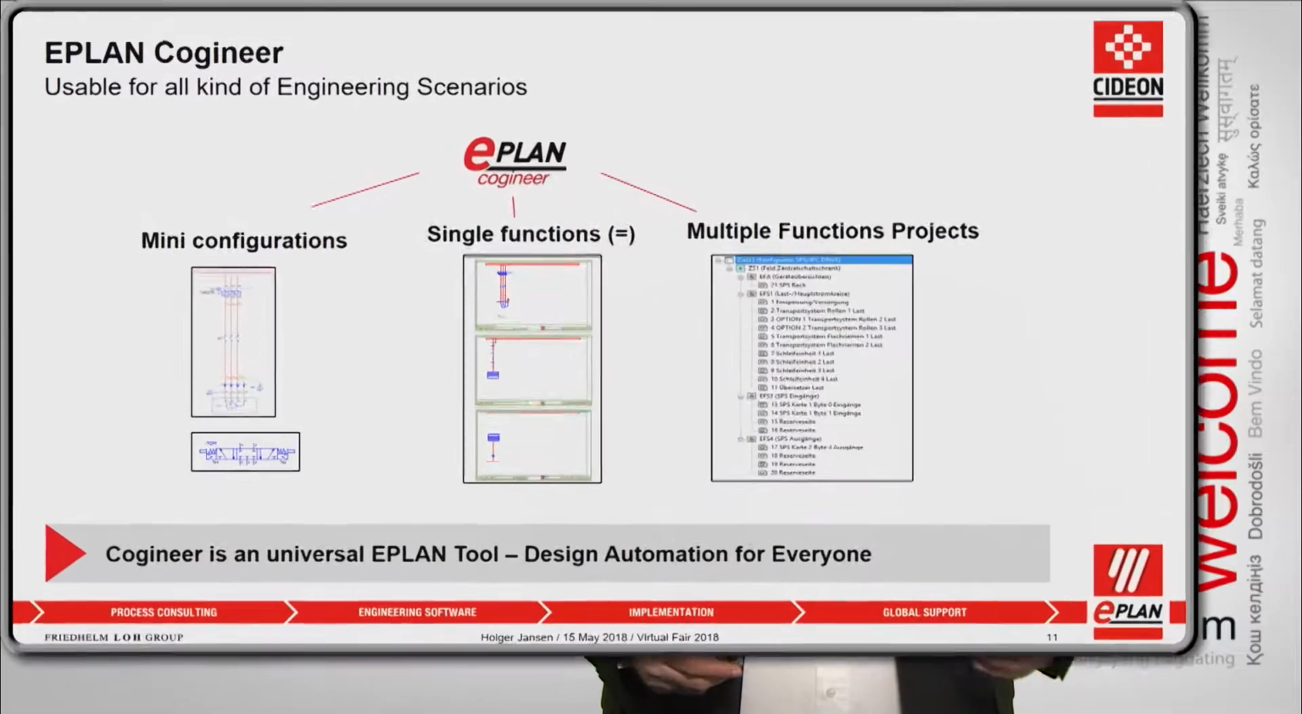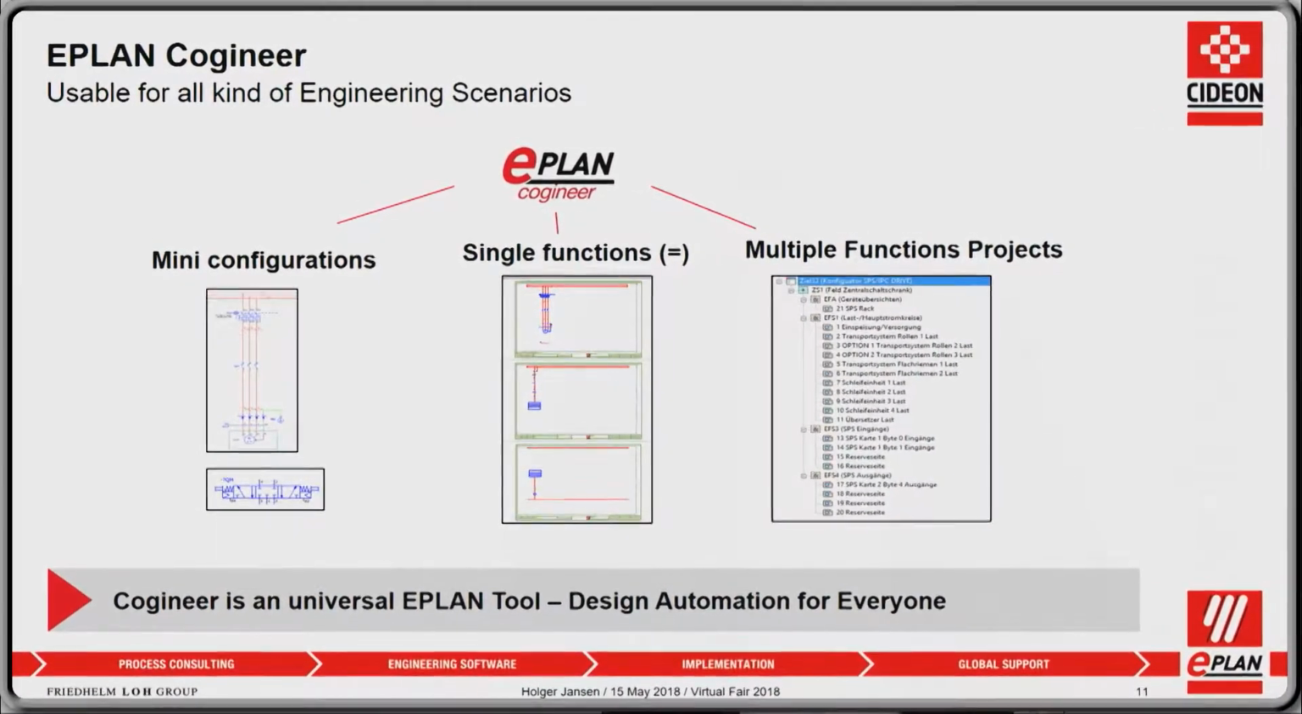ePlan can be used for all kinds of engineering scenarios. No matter how big your company is, no matter what business you are doing, ePlan Cogineer is the universal tool inside the ePlan environment to automate your engineering business.